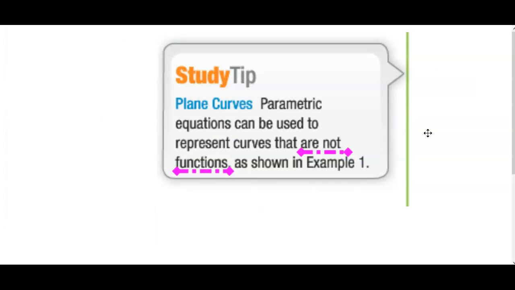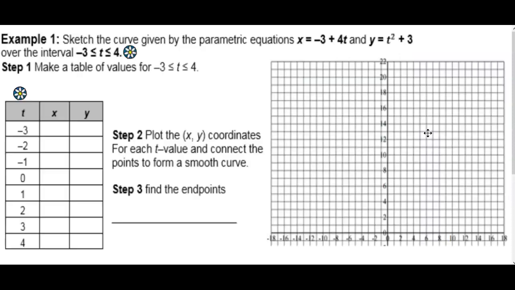Okay, so the idea is that a parametric equation can help us graph things that are not functions. We're not going to spend a lot of time on some of the really cool, crazy ones because we're not going to do polars this year. But we're going to try this example that you should have on the notes. And I'm going to try to do it by hand, but I want to go kind of quickly here.